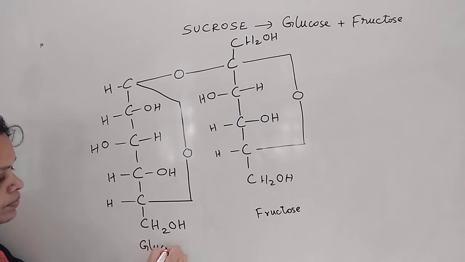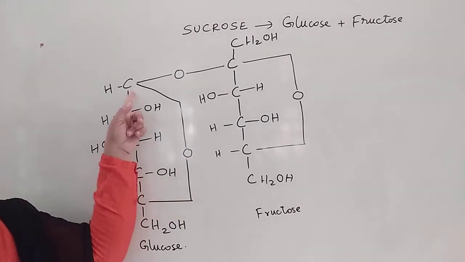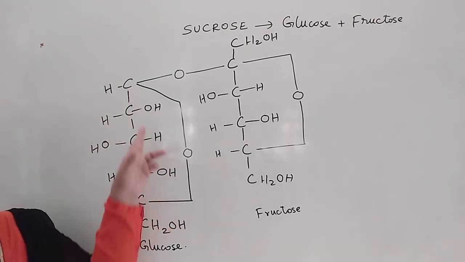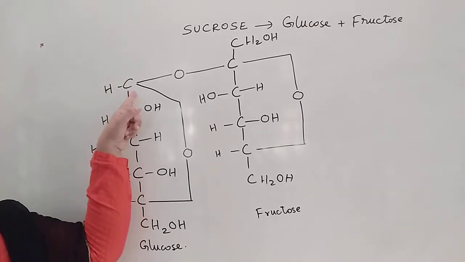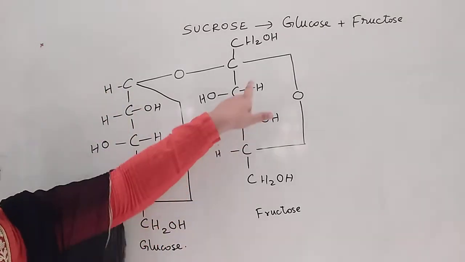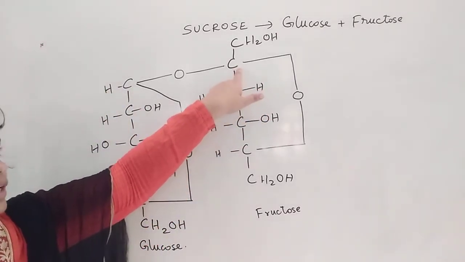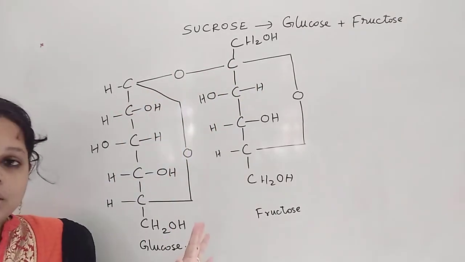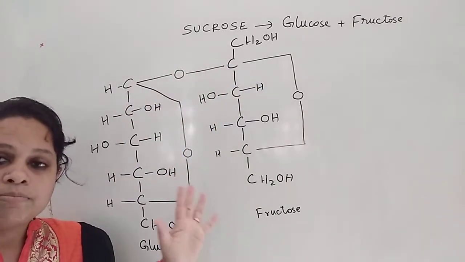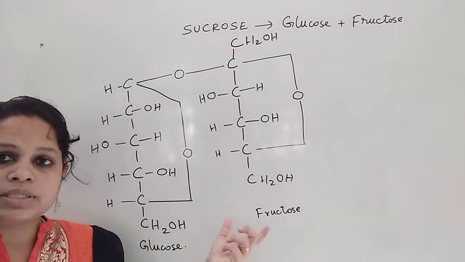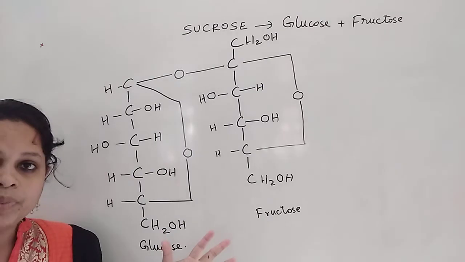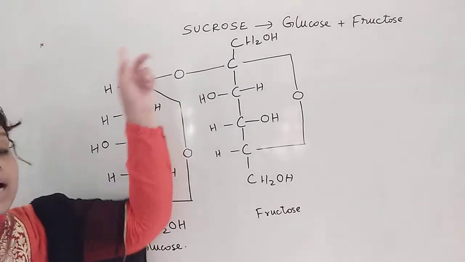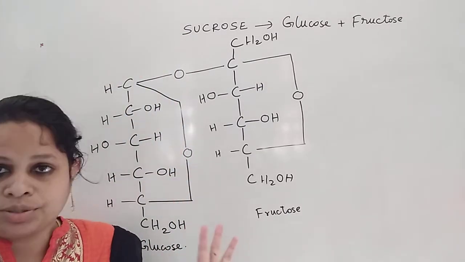glucose unit. Okay. The speciality of this is that the anomeric carbon atom of the glucose does not have a free OH on it, and the anomeric carbon of the fructose does not have a free OH on it, meaning both the units are non-reducing. Okay, since both are non-reducing, we can say that sucrose as such is a non-reducing sugar.